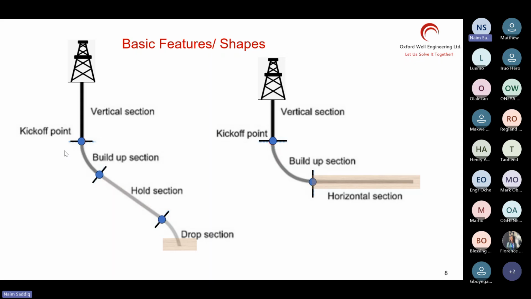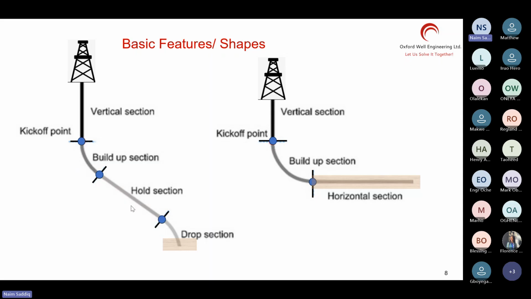For example, in certain soft formation, if you kick off, you should not go more than 1.5 degrees or even less because the formation does not allow for it. So anyway, these are the sections of the trajectory shape, and the whole section means it's not turning, it's not building, it's a tangent.